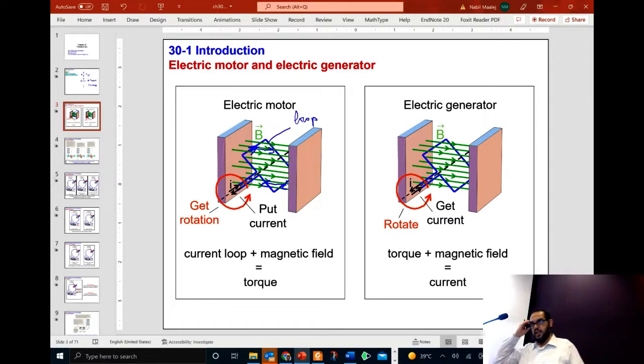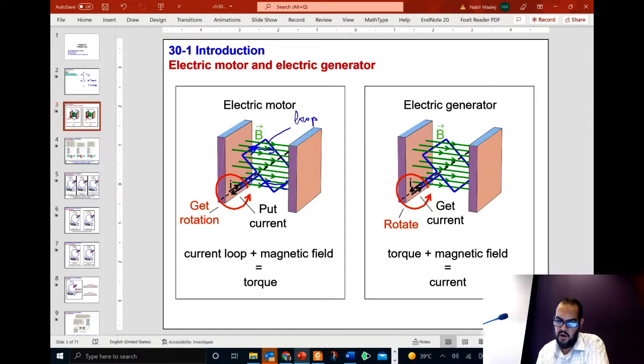Also the electric generator. So this one is using the principle that we studied in chapter 27. Because in chapter 27 we said if a current is flowing through a wire, it will experience a force. So we can convert this current into mechanical energy, and we can induce rotation. So that's the principle of the electric motor. The principle of induction is the opposite.